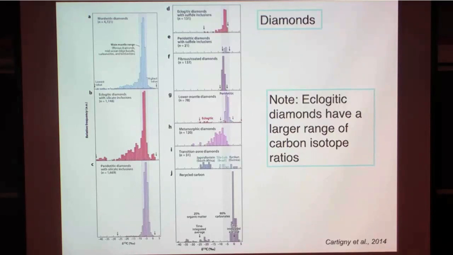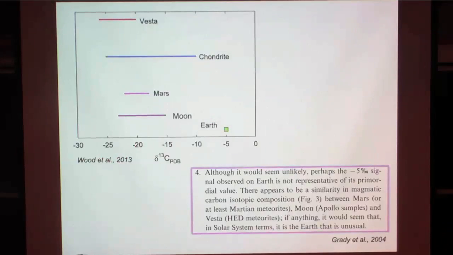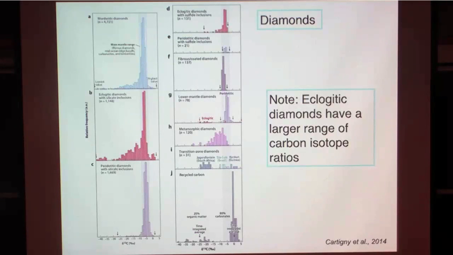Does that mean that the light isotopes are not getting into the deep mantle? Well, okay, lower mantle diamonds, there are a couple. So I study core formation. When I look at this, I want to know what the carbon isotope value is of the Earth, of the mantle, -5, relative to the rest of the solar system. So what you see here is the canonical view of why there are light carbon isotopes in diamonds.